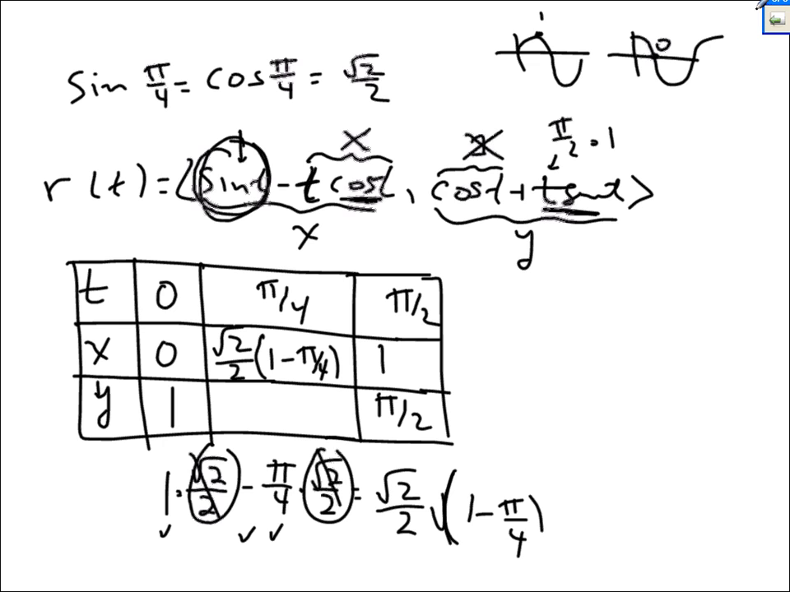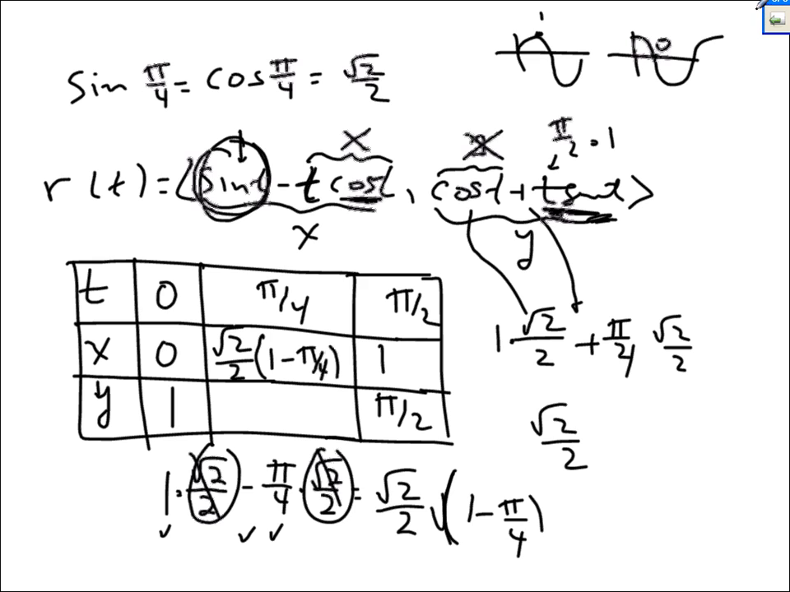Now the y value. Cosine of t, or cosine of pi over 4, is square root of 2 over 2, plus t, which is pi over 4, times the sine of pi over 4, which is square root of 2 over 2. When I factor out what's common, I'm left with 1 plus pi over 4. So it's square root of 2 over 2 times 1 plus pi over 4. And we plot this. T is going from 0 to pi over 2.